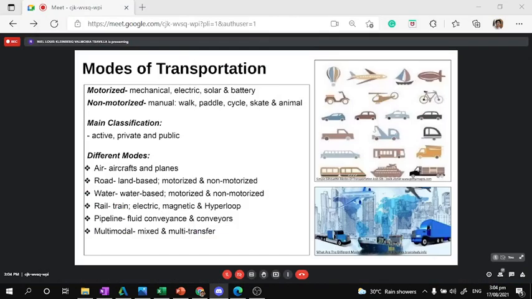Sa Singapore, they use it for tourism, and even I think Singapore and Malaysia, they use the cable system. That's under pipeline. And then ang multimodal is, that means a transfer nga daghan siya agian nga modes.